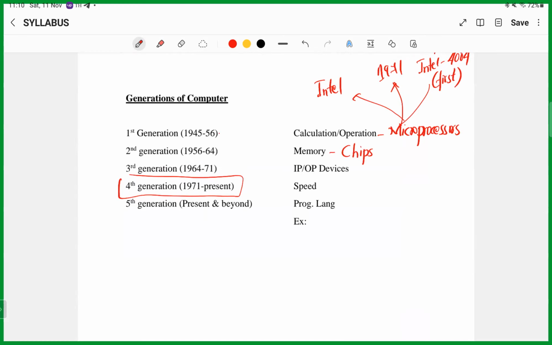Now IP and OP devices. We don't have much transformation. The same ones used in the third generation. Keyboard, mouse, monitor, same things are used here. So nothing to write as such.